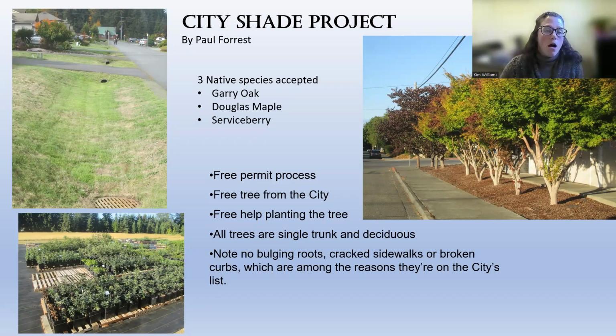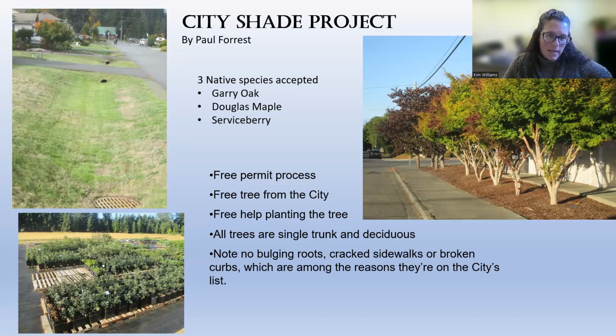Now, there are trees that the city allows you to plant if you have a median or a little sidewalk strip; they have to be city approved trees. There are only 3 native species accepted on this list. Garry oak, Douglas maple, and serviceberry are the 3 that are accepted. And the rest are non-native trees. But this is where I'm like, we need more urban canopy. It helps with everything. It helps with pollution and stormwater, bringing temperatures down.